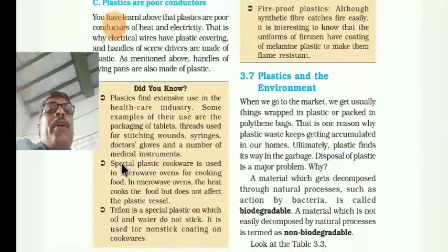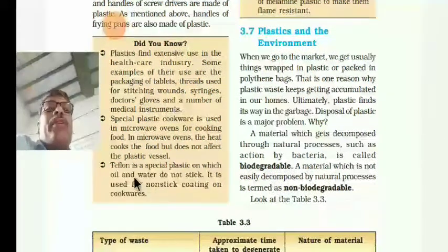Now, special plastic cookware, meaning utensils used for cooking, is used in microwave ovens for cooking also. See, only plastic cookware is used. In microwave ovens the heat cooks the food but does not affect the plastic vessel, so it will not give any reaction to the plastics. Okay, so these are all the wide uses of plastics.